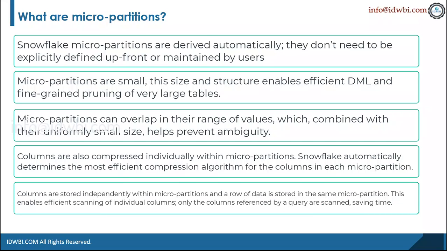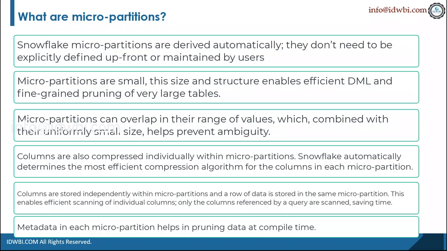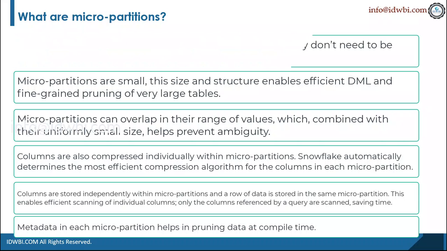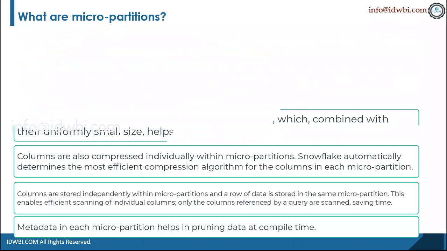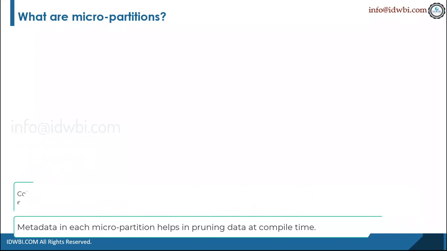So the columns are stored independently within micro-partitions, and a row of data is stored in the same micro-partition, and this enables the efficient scanning of individual columns, and only the columns referenced by a query are scanned, which saves a lot of time. There is also metadata in each partition, which helps in filtering or pruning the data during compile time, which is a pretty good feature when it comes to saving time and processing the data. That's about micro-partitions.